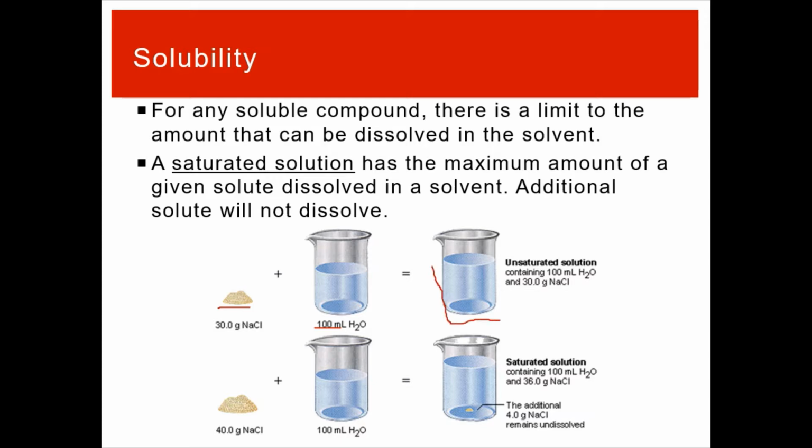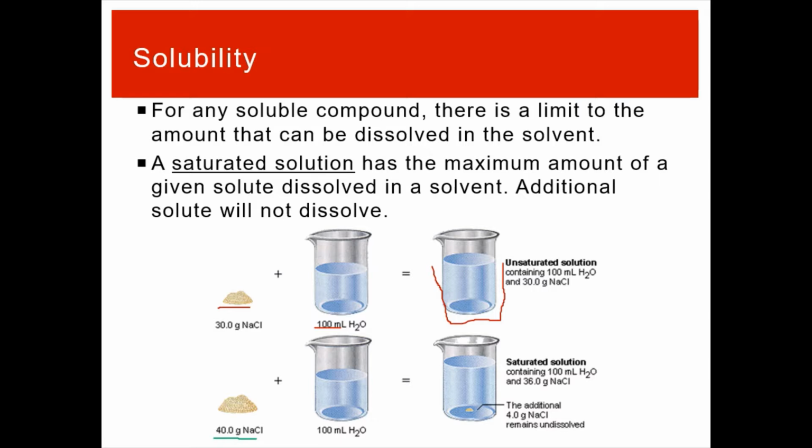This is homogeneous. We'd be able to see through it. It would still look like clear water. And so we can get all 30 grams to dissolve in there. If you keep going, you keep trying to push it and add some more salt, say you try to add 40 grams of salt into your same 100 milliliters of water.